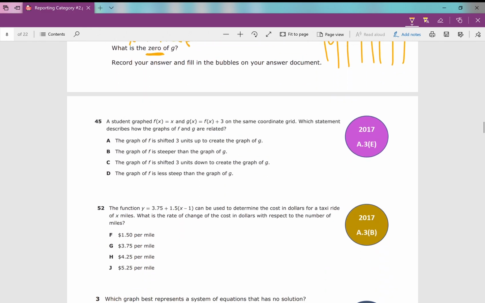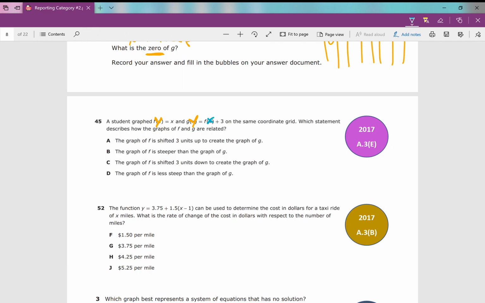All right, moving on to 45. A student graphs f of x equals x, that's fancy smancy for y, you can plug it into y equals, and g of x equals f of x plus 3. Okay, g of x, that also equals y. Well, this f of x plus 3, that's kind of difficult, right? You have to remember your notations. What does that mean? Well, if f of x is x, and g of x is f of x plus 3, then g of x is x plus 3.